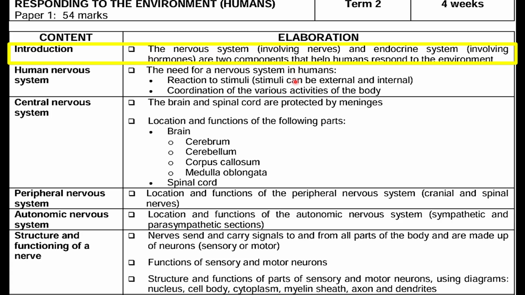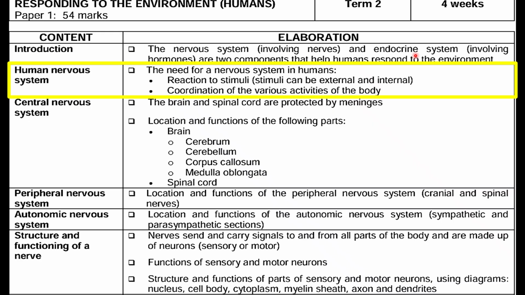addresses two aspects or two systems in the human body that are involved in our ability to respond to the environment. It states here that the nervous system, which involves nerves, and the endocrine system, which involves hormones, are two components that help humans respond to the environment. That means before you go into the exams hall, you have to know that the nervous system and the endocrine system are involved in enabling humans to respond to the changes that occur within the environment, whether it is hot or cold, whether it's dark or bright, whether it is wet or dry. All these changes in the environment need to be known by the individual. The human body knows it and is able to respond to it due to the nervous system and then the endocrine system.